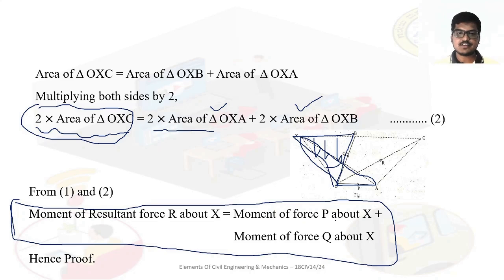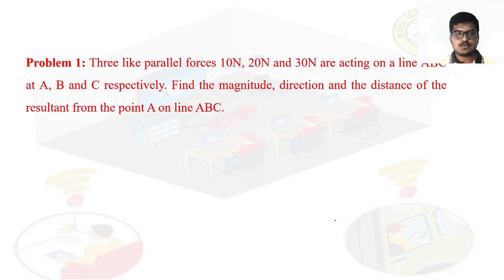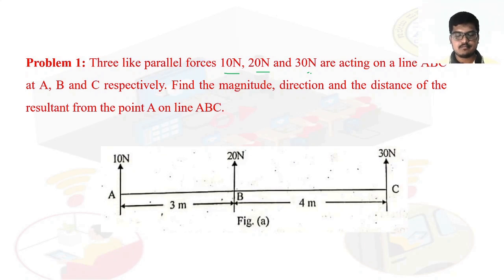Now we will see some examples on it. So problem number 1. So what is that? 3 like parallel forces, 10 Newton, 20 Newton and 30 Newtons are acting on a line ABC at A, B and C respectively. Find the magnitude, direction and distance of the resultant from the point A on a line ABC.